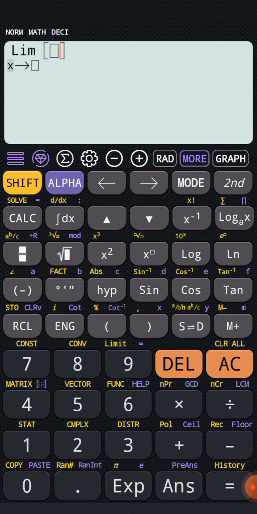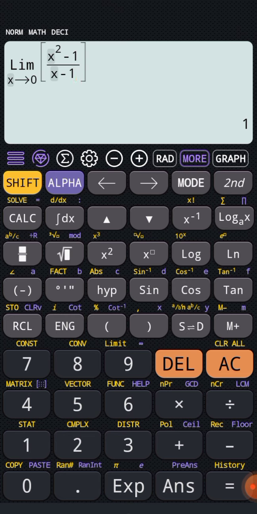Let's say x is approaching 0, and the function we're looking at is (x squared minus 1) divided by (x minus 1). Remember how to press x: it is Alpha, close bracket. So the answer to the question is going to be 1.